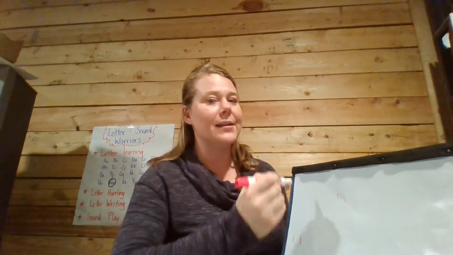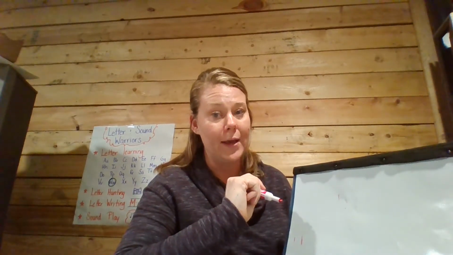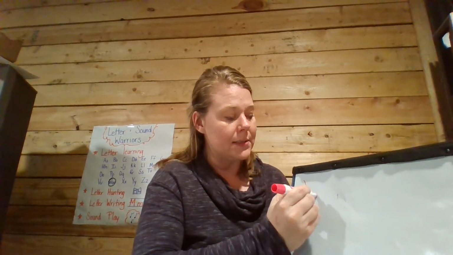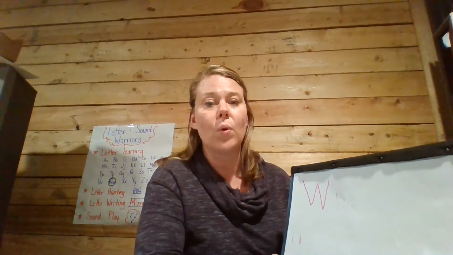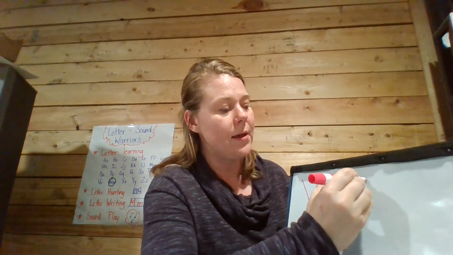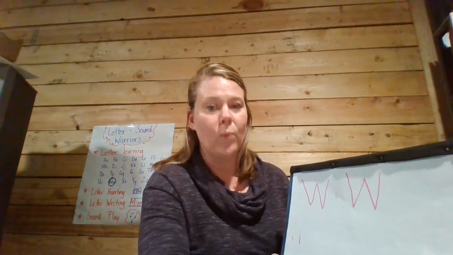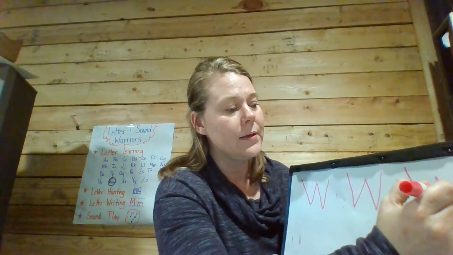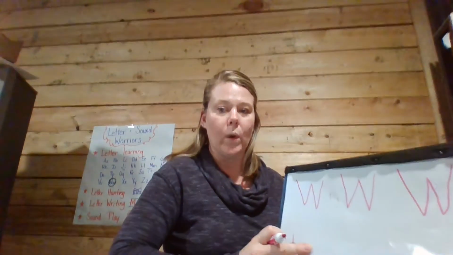Are you ready? Let's practice writing capital W's. Remember, if I'm writing too fast for you, press pause and you can get caught up, okay? Here we go. Start at the top. I slant down, slant up, slant down, slant up. W says wah. Let's try it again. Slant down, slant up, slant down, slant up. W says wah. One more time. Slant down, slant up, slant down, slant up. W says wah.